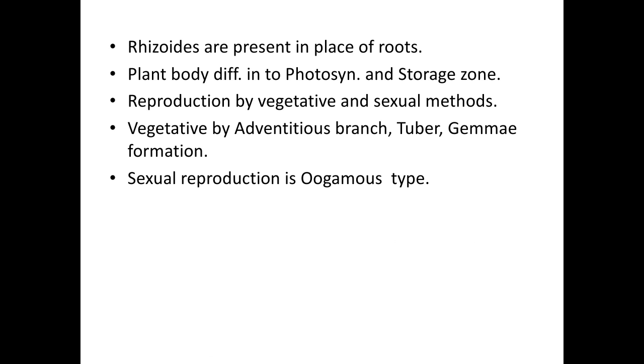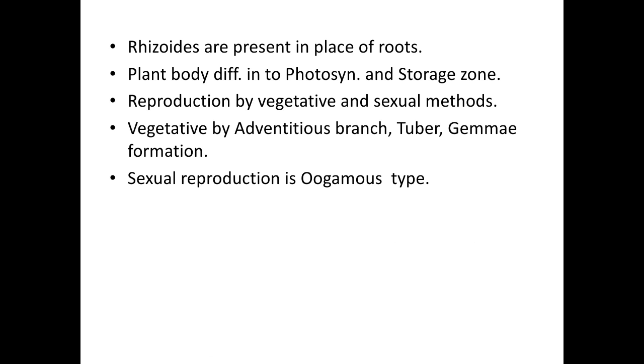The rhizoids are present in place of root. The plant body is differentiated into two main zones: upper, that is the photosynthetic zone, and the lower, that is the storage zone. The upper photosynthetic zone consists of many photosynthetic lamellae or chlorophyllous cells. These consist of air pores and air chambers. It opens outside by means of air pore, and this region does the function of photosynthesis.